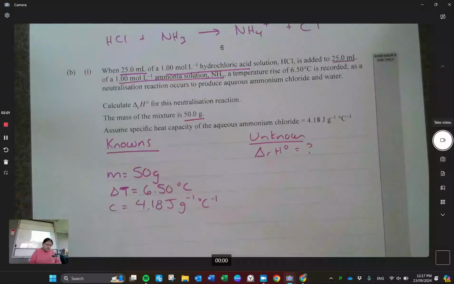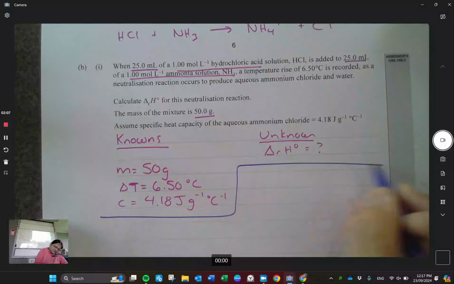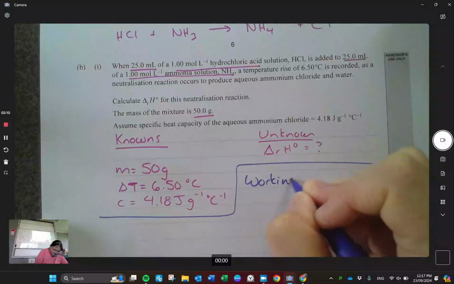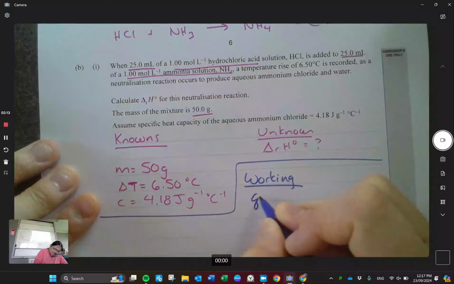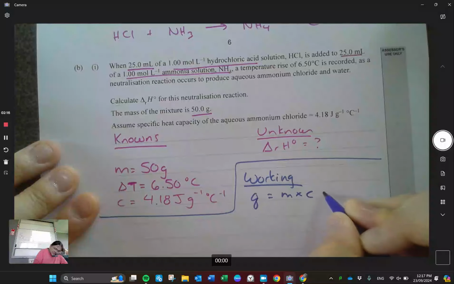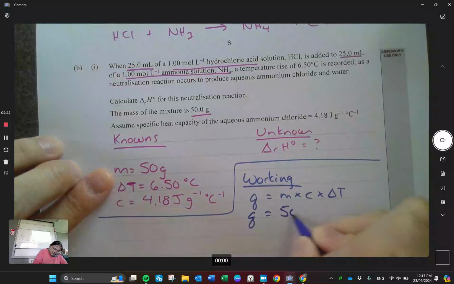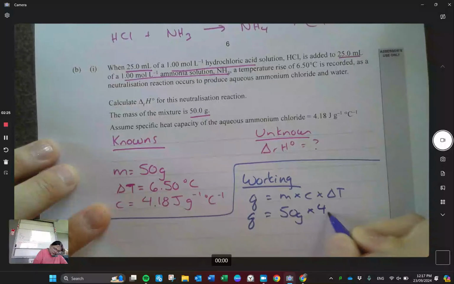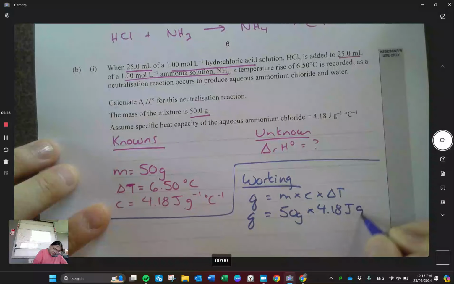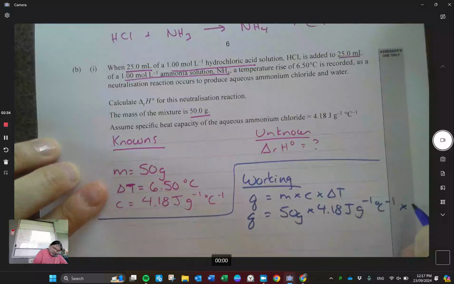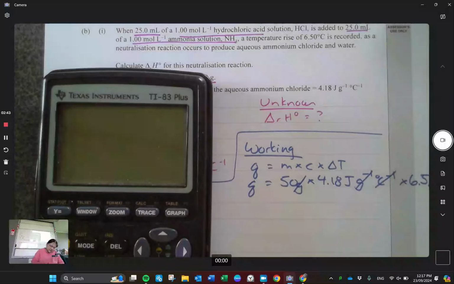So if I was to do that first step of the equation, let me just grab another color. Here's my working. So I know my Q is equal to M times C times change in temperature, which I all have over here. So Q is equal to 50 grams times the heat capacity of water, 4.18 joules per gram per degrees Celsius, times my temperature change, 6.5 degrees Celsius. So Celsius cancels out with Celsius, grams cancels out with grams. I'm left with joules, which is what I want for this answer.